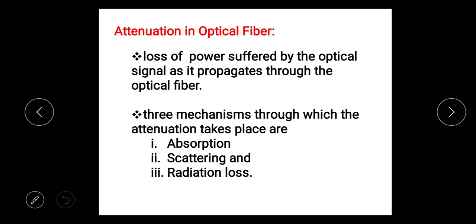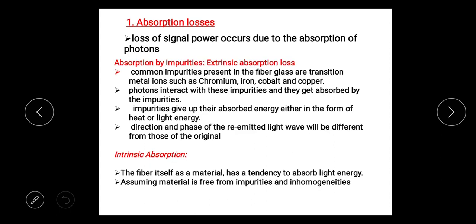There are three mechanisms through which attenuation takes place. First one is absorption loss, second one is scattering loss, and third one is radiation loss. I'll start with the first one, that is absorption loss. Loss of signal power occurs due to the absorption of photons. Absorption of photons takes place in two cases. First one is extrinsic absorption loss. Second one is intrinsic absorption loss.